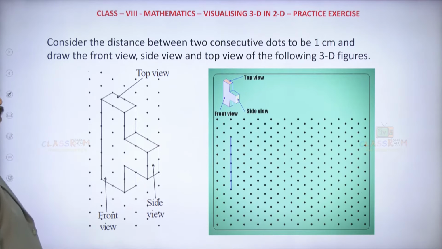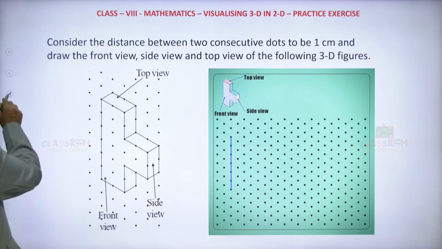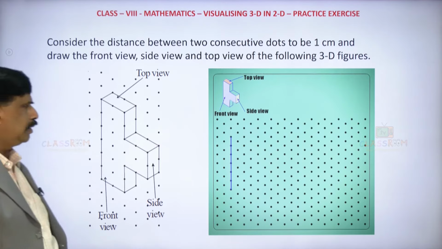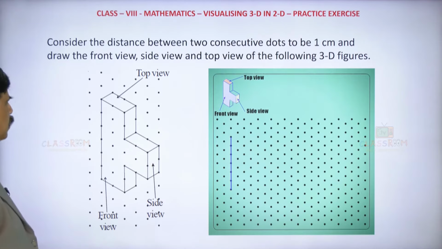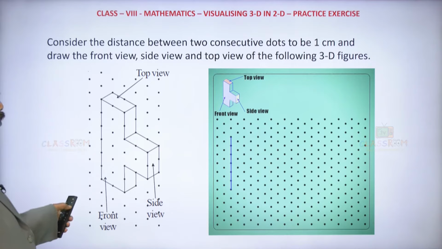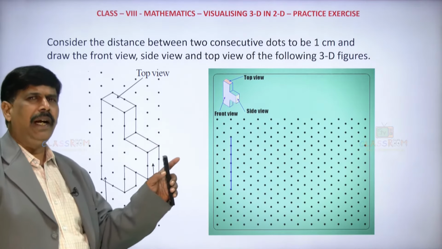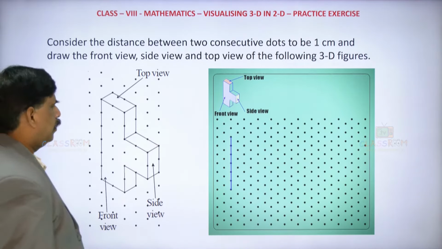Consider the distance between two consecutive dots to be 1 centimeter and draw the front view, side view and top view of the following figures. Okay, again we are using isometric dot sheet here. There is a figure given here. So we have to draw the front view, then side view and then top view. Let us see now.